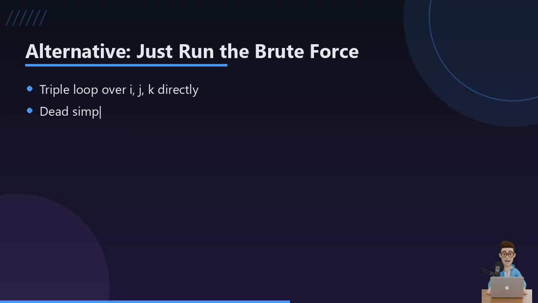The alternative is the brute force triple loop from earlier. It's dead simple and easy to verify by hand. My honest opinion, for a quick script on a small dataset, brute force is totally fine. I wouldn't over-engineer it, but it has no place once n gets anywhere near this problem's limit.